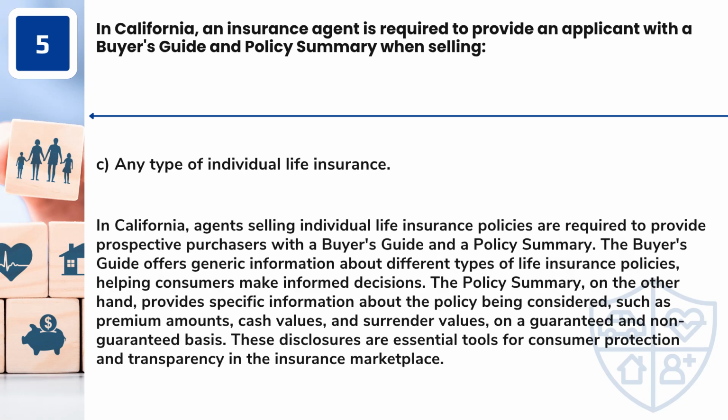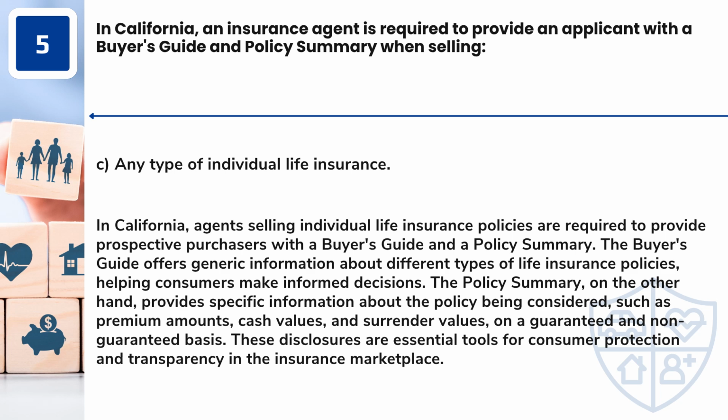Answer: C. Any type of individual life insurance. In California, agents selling individual life insurance policies are required to provide prospective purchasers with a buyer's guide and a policy summary. The buyer's guide offers generic information about different types of life insurance policies, helping consumers make informed decisions.